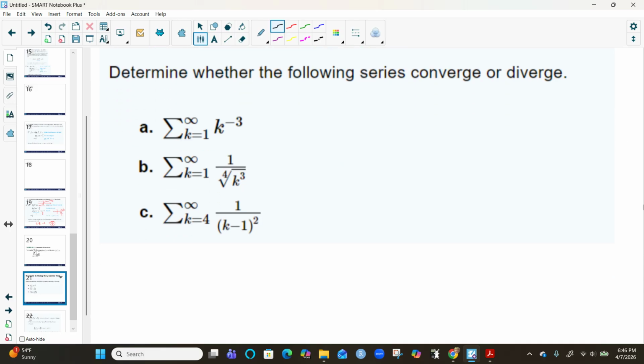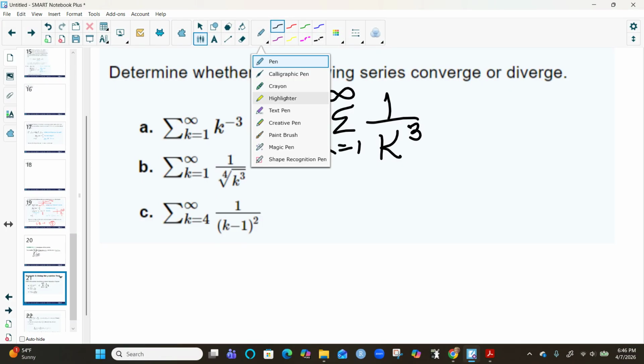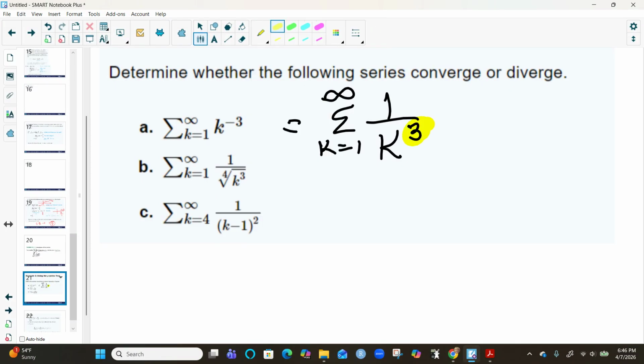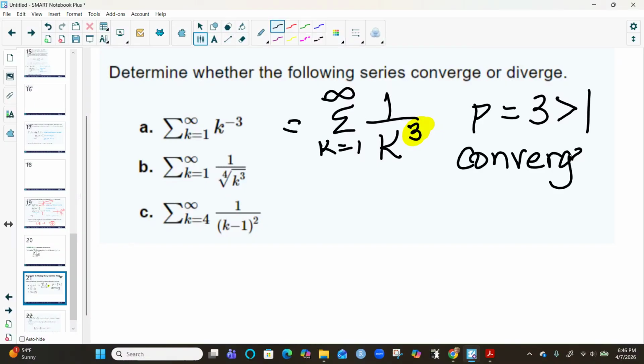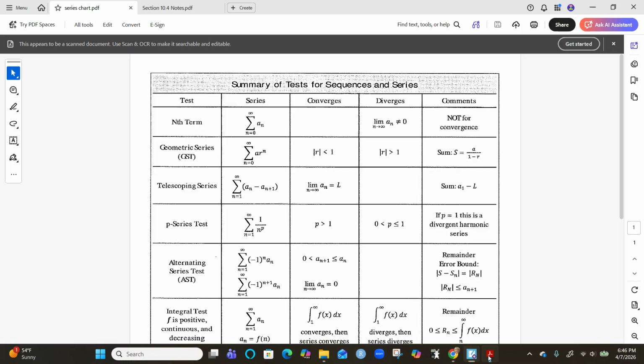And some of these might kind of be disguised, so let's rewrite them. I'm going to move that k to the -3 down to the denominator. And hopefully you can see the p. You can see that it's 1 over the variable, which is raised to some number. That p is 3, which is greater than 1, so it converges. It's that simple. It makes the integral test look ridiculous by comparison. And remember, p greater than 1 is in the converging column.